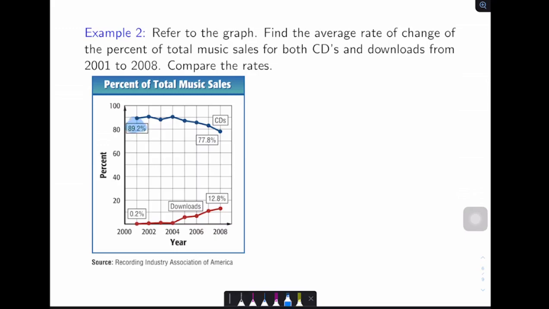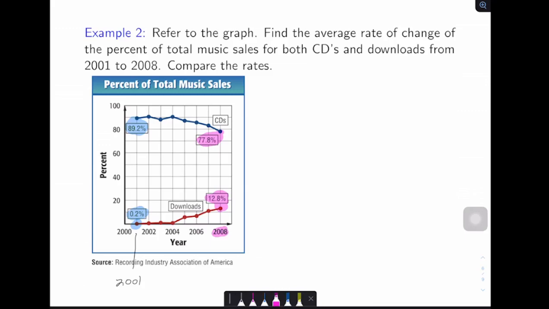What's nice here is they give us two different data points. They give us this 89.2 and this 0.2%, and that looks like it was about 2001. Then they also give us this 77.8% and this 12.8%, and that was definitely in 2008. So once again, it's just a change in y's over change in x's, though in this problem we have two different things to calculate. We have CDs and we have downloads.